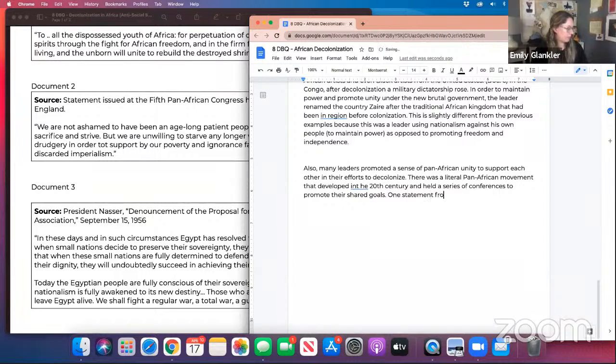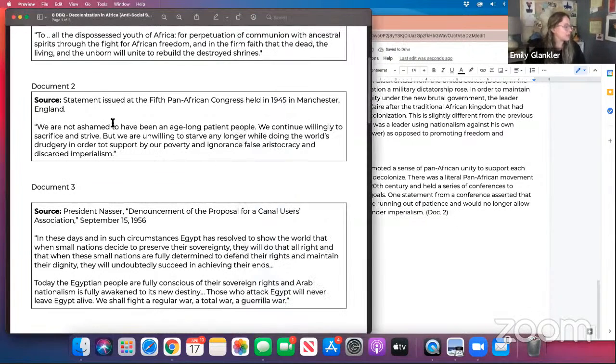One statement from a conference asserted that the African people were patient. Actually, let's simplify this. We're running out of patience and would no longer allow their people to suffer under imperialism. Document 2. Now, I had a note about this one. I was like, it's kind of weird that it's in England, isn't it? It seems kind of strange.